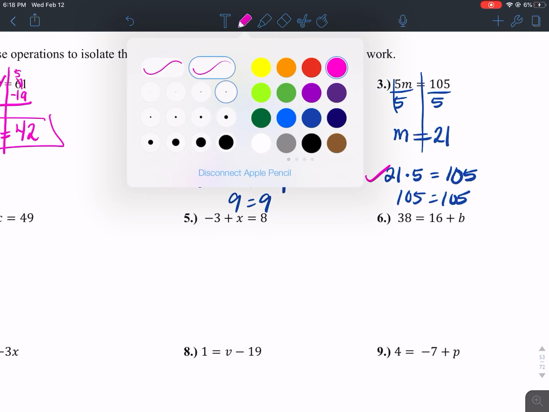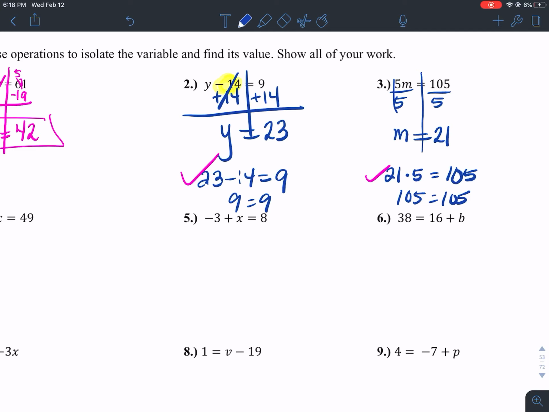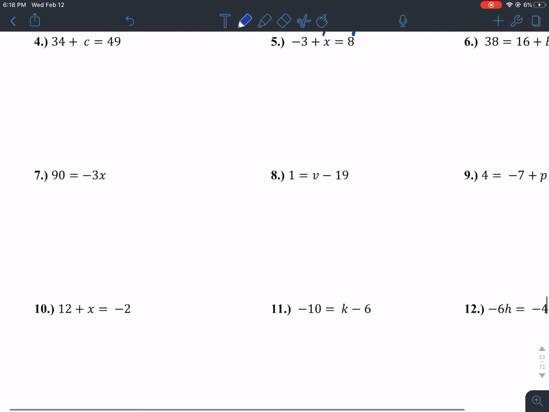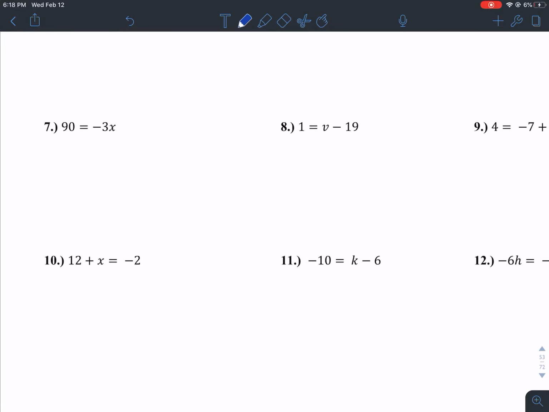Okay. And those, I think I saw you guys were doing okay on. It was when I got over here to number 7. So let's look at number 7. I have 90 equals negative 3x. And again, when I have a number next to a variable, which is a letter, that means I'm multiplying. Even though it has that negative in front of it, that does not mean minus 3. The fact that they're next to each other means that I'm multiplying them.